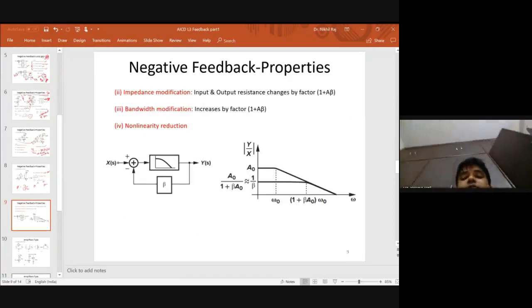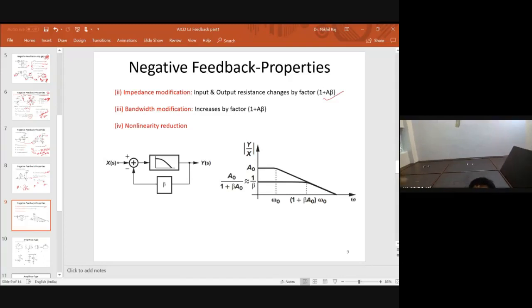Now the other properties of negative feedback are, when we give negative feedback, apart from decreasing the gain, it will change the impedance also. For any amplifier we are concerned only with its input and output impedance. So input and output impedance will change by a factor of 1 plus A beta. Now it can increase or it can decrease, depending upon the type of connection. Right now we cannot say whether the impedance will increase or decrease; we'll see that later on.